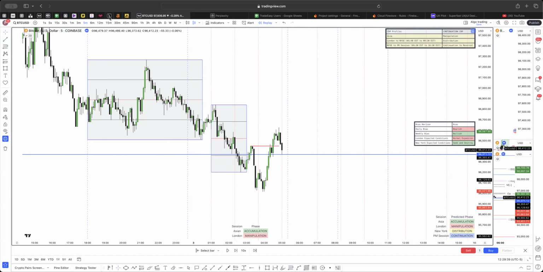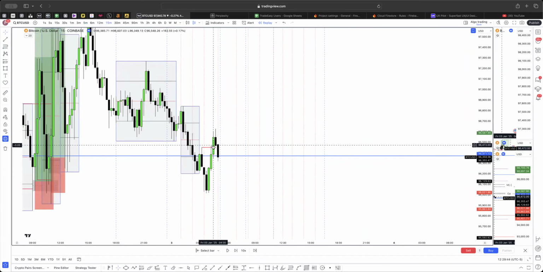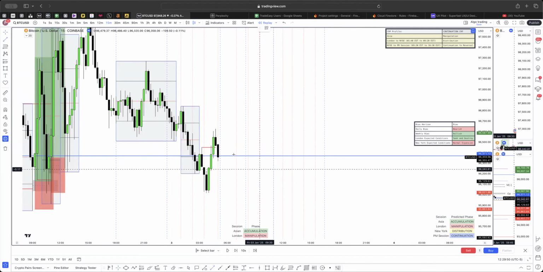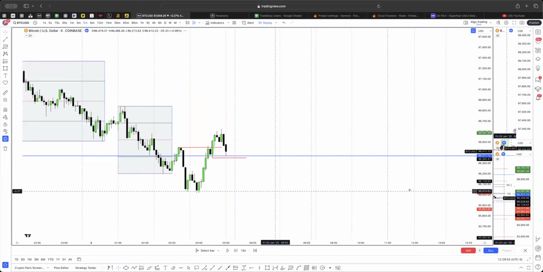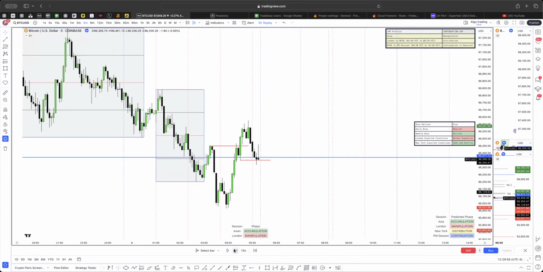We'll check the 15-minute chart also, right? And we can see that this candle broke it, but this candle also overlaps with this high. So that candle can be of interest. Now we'll go to the 5 minute again, and we will see whether price comes and hits that or not. Okay, it hits.